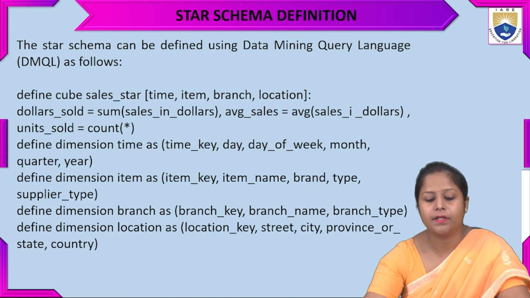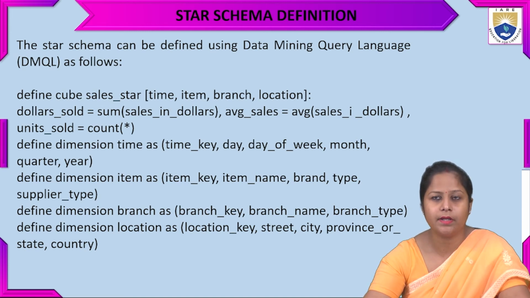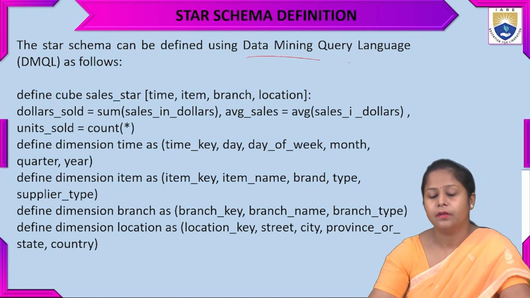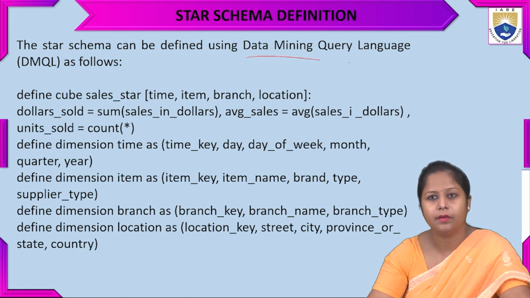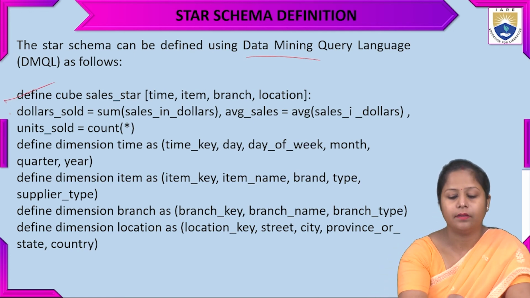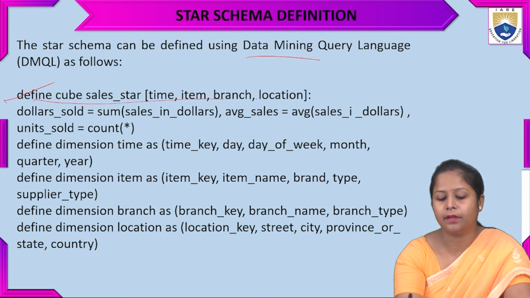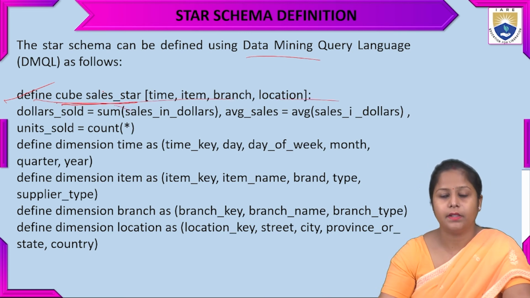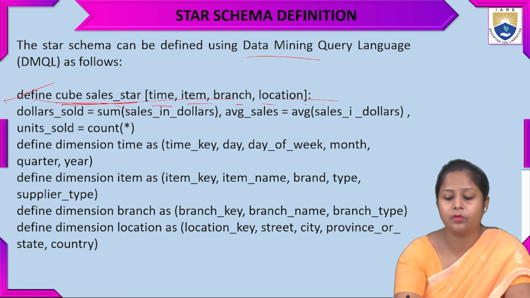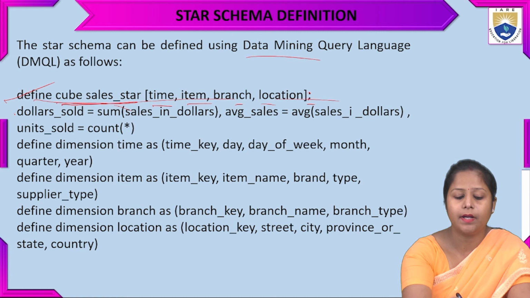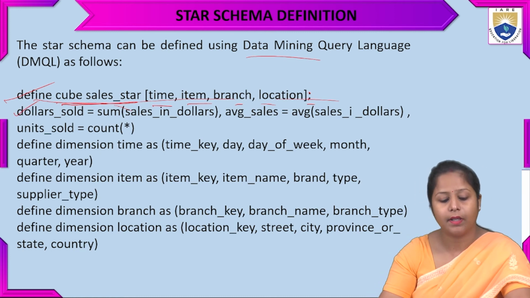So the syntax for the star schema definition can be in the form of the DMQL query language. So that will be defined like that. Then we need to define the cube schema. Then the different attributes we need to call, right? After the colon, that will start the different attributes.